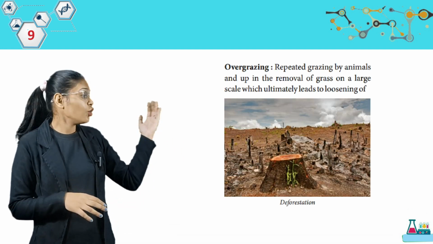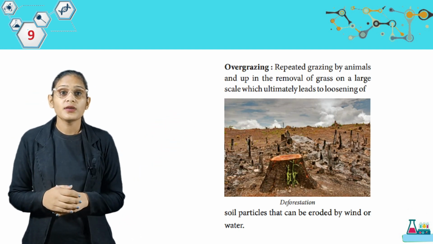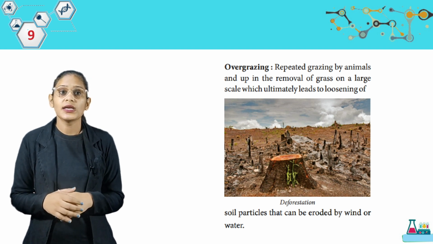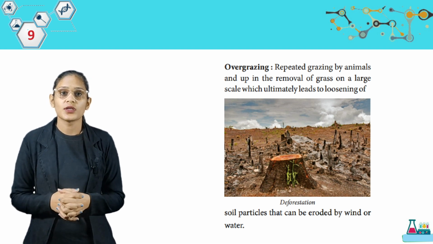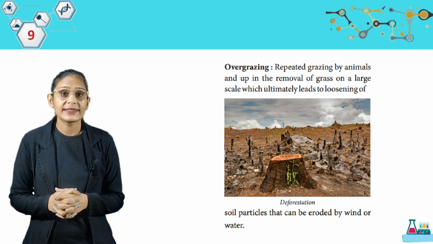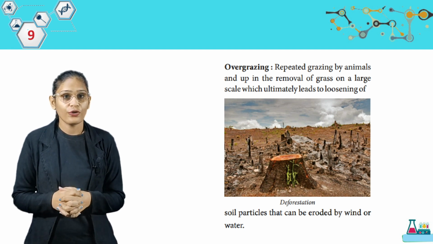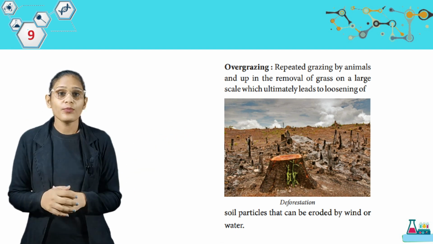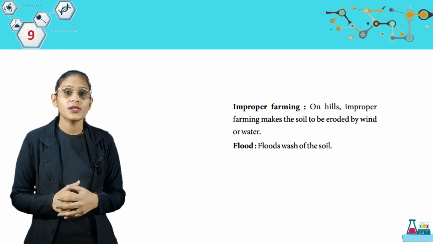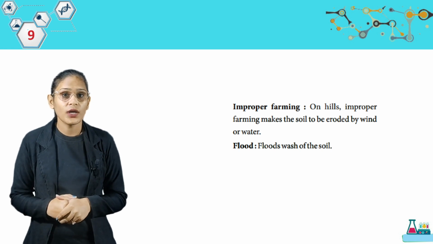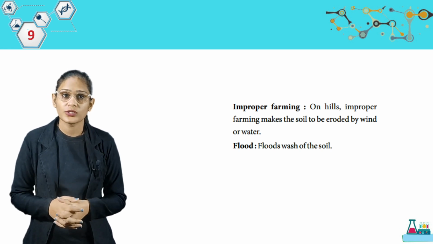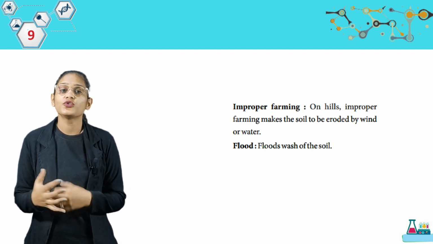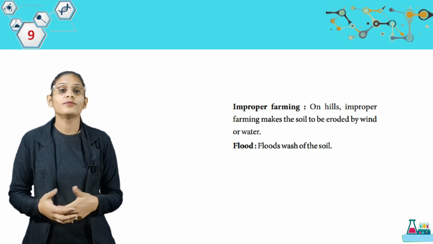Now we have overgrazing. Repeated grazing by animals ends up in the removal of grass on a large scale, which ultimately leads to loosening of soil. Loosening of soil particles that can be eroded by wind or water. So students, look here at this picture, we have deforestation. Improper farming. On hills, improper farming makes the soil to be eroded by wind or water. Then we have flood. Floods wash off the soil. So students, these are the causes of soil erosion.